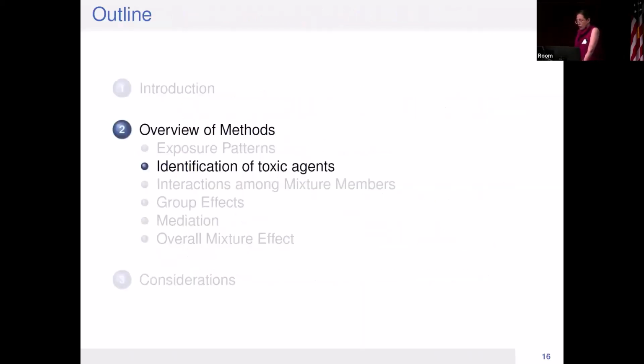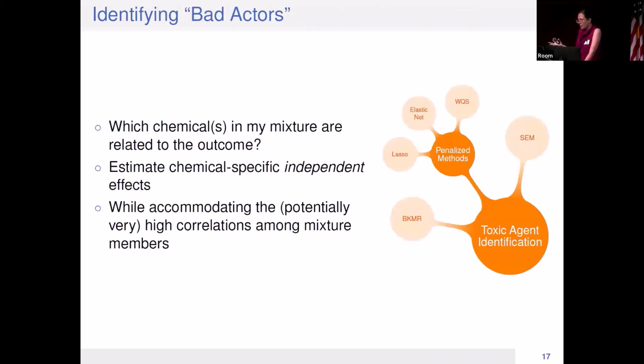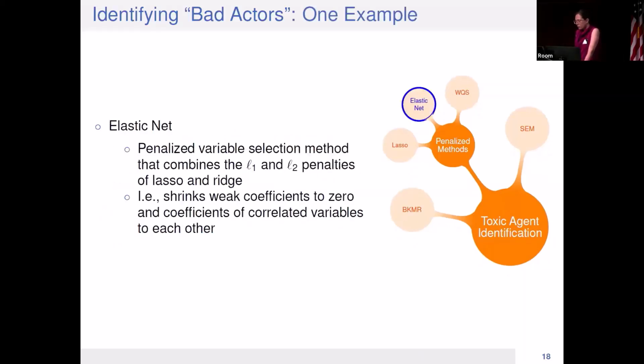Moving on, identification of toxic agents is our second big bubble, which asks the question, which chemical or chemicals, stressor or stressors, in my mixture are related to an outcome, inherently supervised by definition. And this group of methods helps us estimate chemical-specific independent associations while accommodating for the potentially very high correlations among mixture members. The example I'm going to give is elastic net.